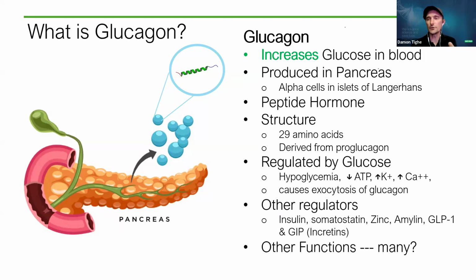However, glucose is the main thing people focus on with glucagon as far as being a regulator of it, but you have a lot of other things that feed into this pathway. That's everything from insulin to somatostatin to zinc, amylin, GLP-1, and GIP, these incretins. And it has a lot of functions, and some of these are still being figured out.